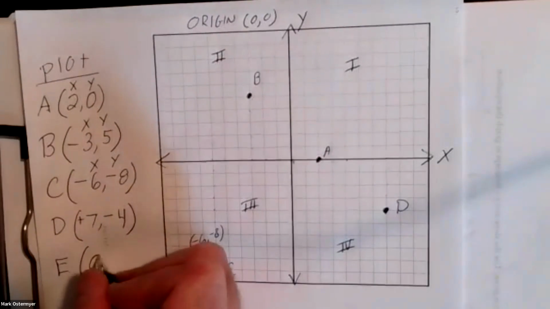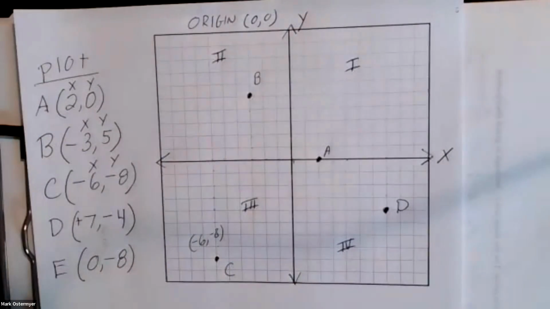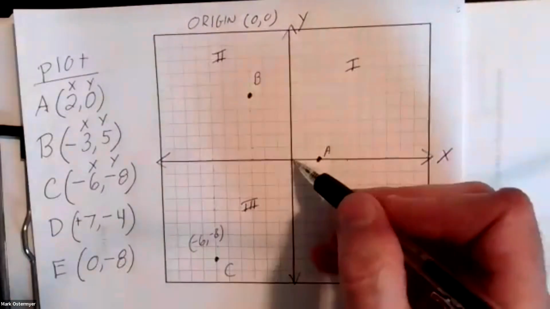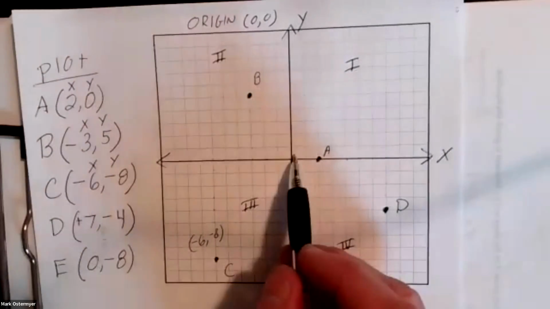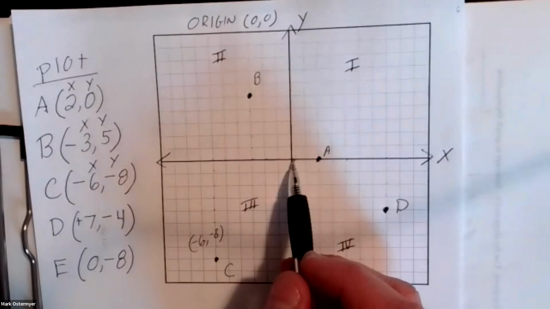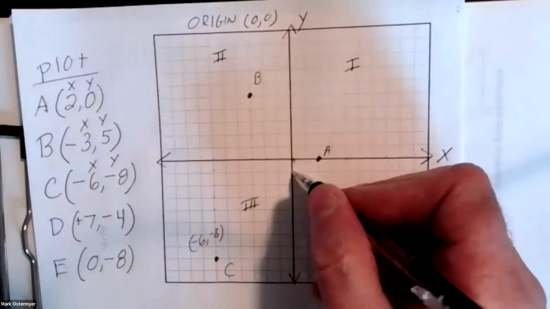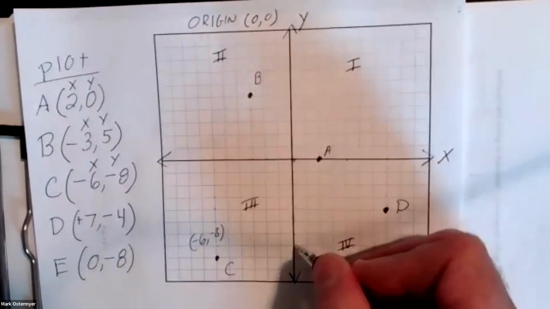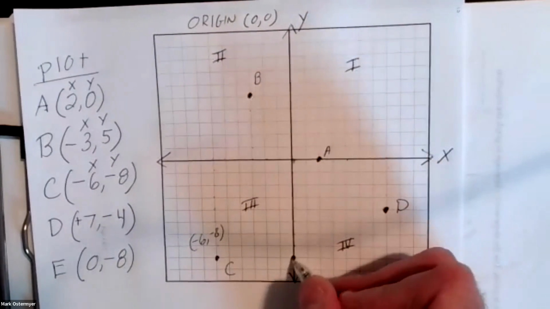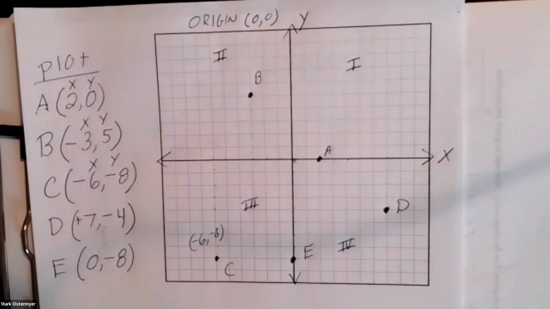Point E, let's plot 0, -8. Where would we plot point E, 0, -8? We start at the origin, and how do I move? My x coordinate is 0, so we don't move right or left away from the origin. We stay on the y-axis, and we move 8 units down on the y-axis. So -1, -2, -3, -4, -5, -6, -7, -8. And there would be the point E there, 0, -8. Any questions, ladies and gentlemen, how we're plotting points in the XY plane?